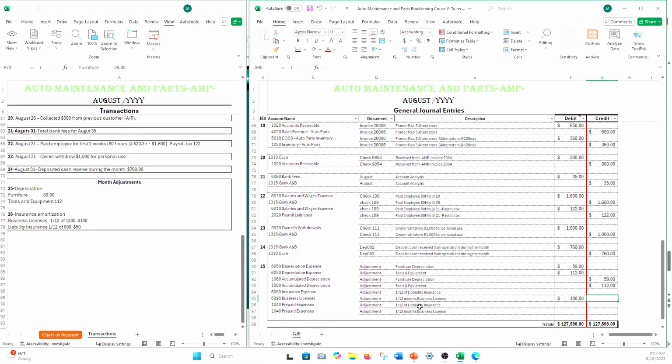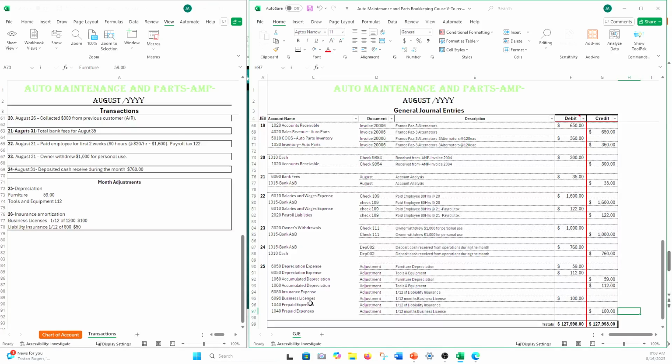We are going to hit the account prepaid expenses, because we need to reduce that amount. Remember, originally we put the $1,200 in prepaid expenses. Now we have to expense $100, so our balance for this business license is going to be $1,100 from now on after we do this journal entry.